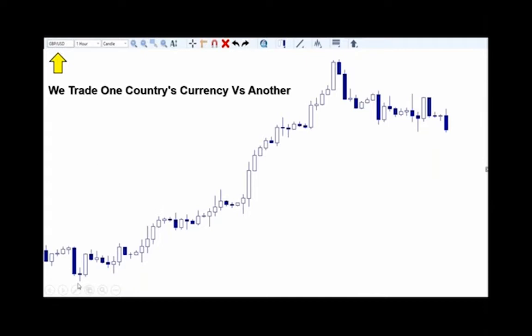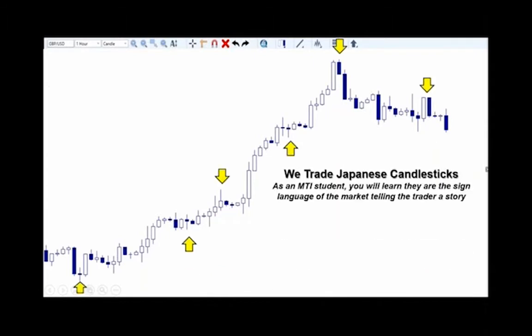So in essence, what's happening on this chart is that as the market's going up, the Great British Pound is gaining in value over the dollar. When the market starts going down, the pound is losing in value over the dollar. The dollar is strengthening over the pound.